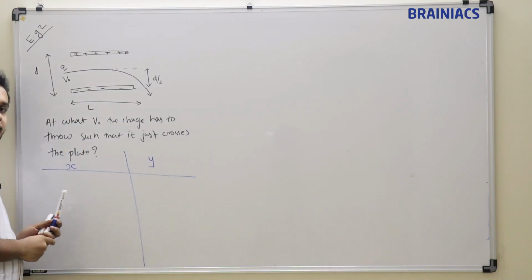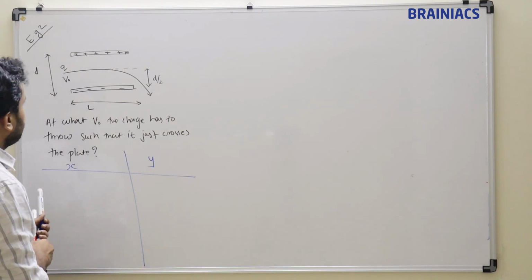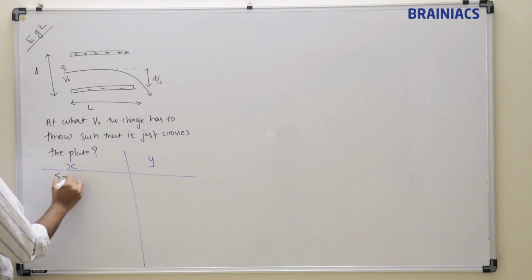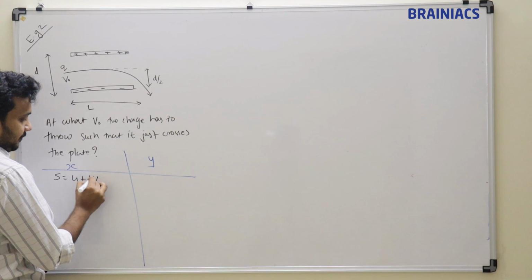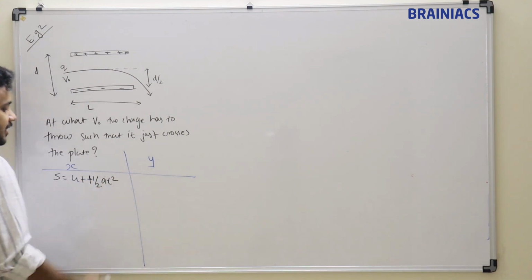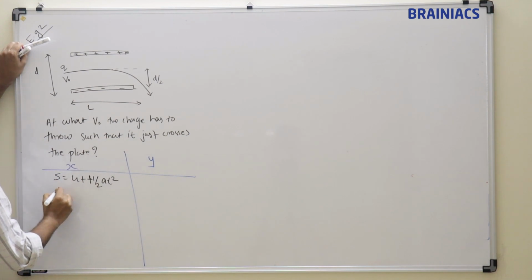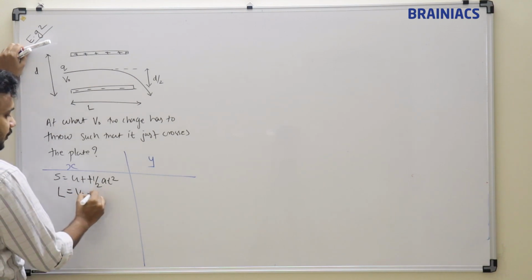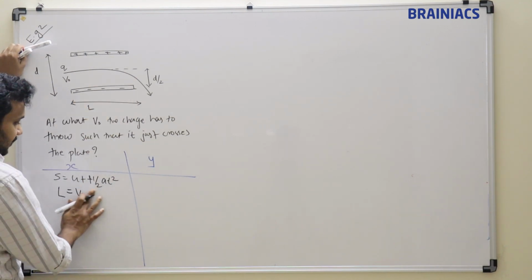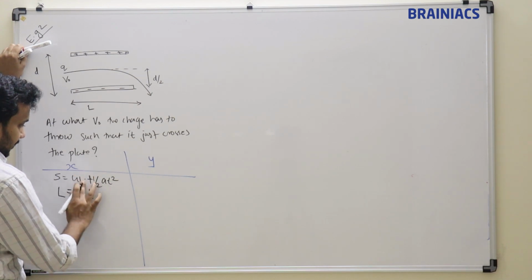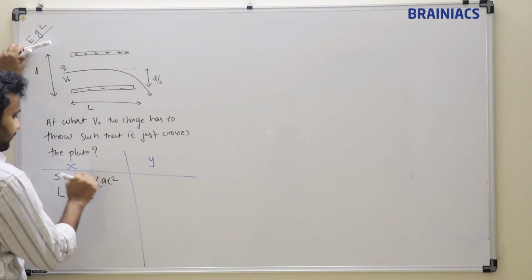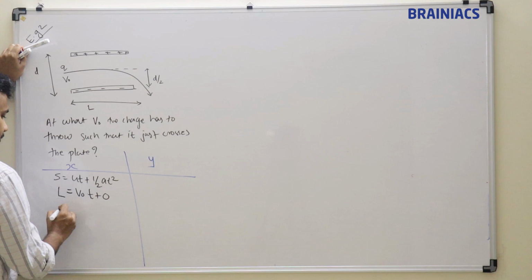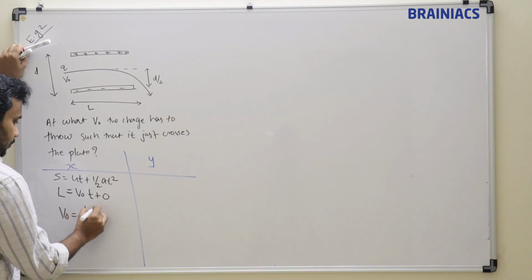So we will write the x and y equations as we have done previously. What is the x equation? S is equal to ut plus half at square, from first year physics. S is this distance, so this is nothing but L. L will be equal to the initial velocity V0 into T, that is ut, plus half at square. Here, what is the acceleration in the x direction? It is 0. So V0 will be equal to L by T.